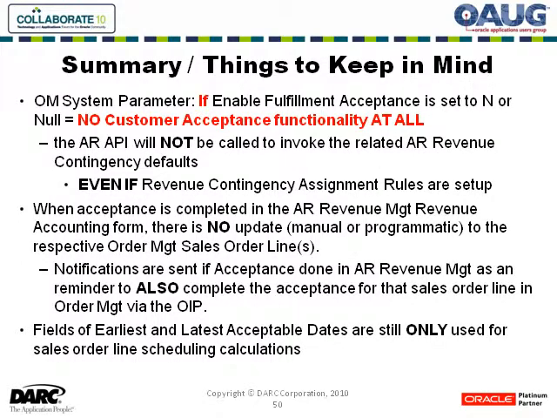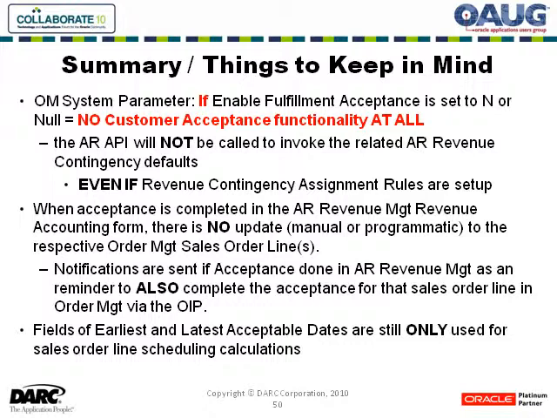Additionally, the most critical setup to get this functionality deployed is the OM system parameter of Enable Fulfillment Acceptance. If this parameter is set to no or null, no customer acceptance functionality will occur at all. The AR API will not be called to invoke the related AR revenue contingency defaults, even if the revenue contingency assignment rules are set up. Nothing will happen. The setups will be done apparently just for fun.